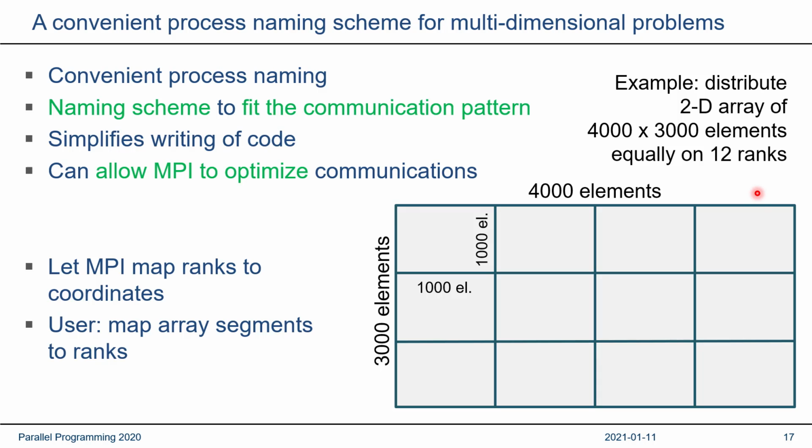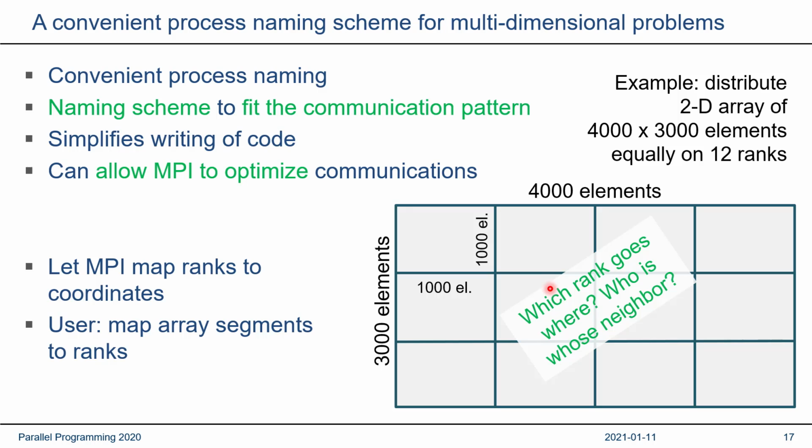Now, what the virtual topology does for you is it lets MPI map the ranks to the coordinates in this process grid. So for example, you can ask questions, which rank goes where? So which rank is this part assigned to? And who is whose neighbor? So if I'm this rank, who's my left neighbor, who's my right neighbor, who's my bottom neighbor, who's my top neighbor? And is there a periodic boundary condition so that if I'm this rank, is my top neighbor maybe this one down here? Okay, these are all functions that MPI provides for you.